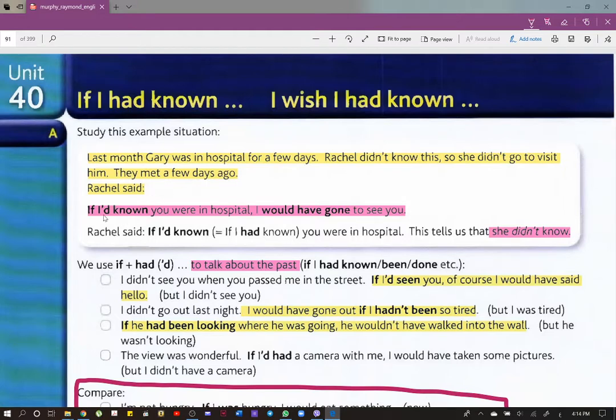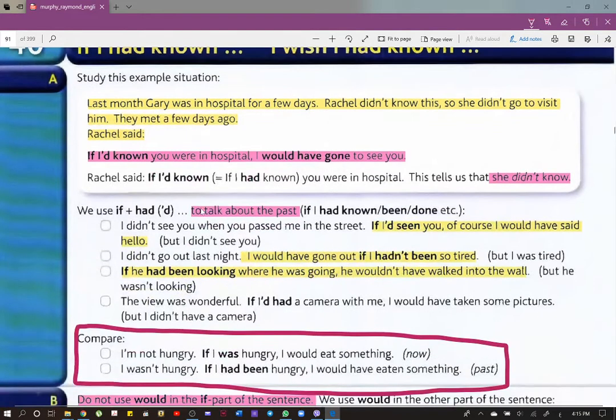We are using the past perfect and would plus have plus past participle to refer to the impossibility of the action. The action is impossible to happen. Why? Because it is in the past and there is no way to do it. Now, we use if plus had to talk about the past. If I'd done, if I'd been. So, I didn't see you when you passed in the street. If I'd seen you, of course I would have said hello.